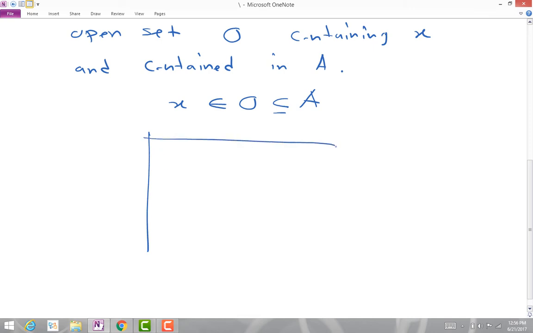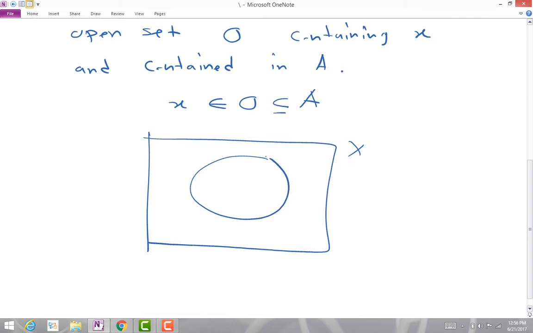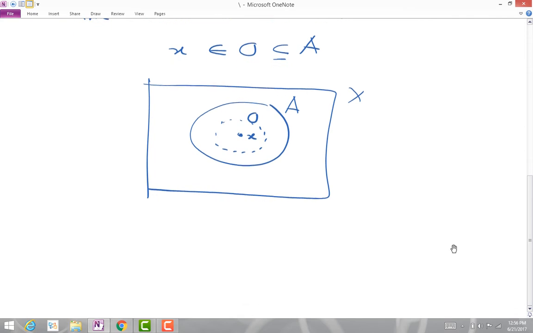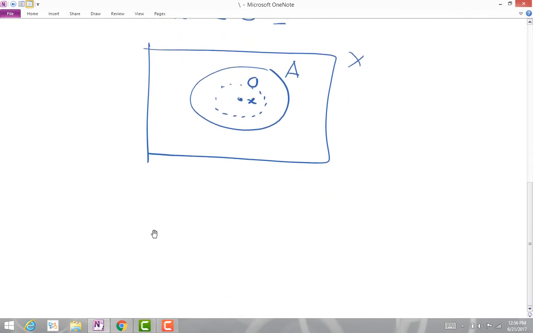We can draw a nice picture. So you have your topological space, you have this set A. Now X is an interior point if you can find an open set inside A which contains X. Now another way to think about this is, if X is an interior point, we can think of A as a neighborhood of X.